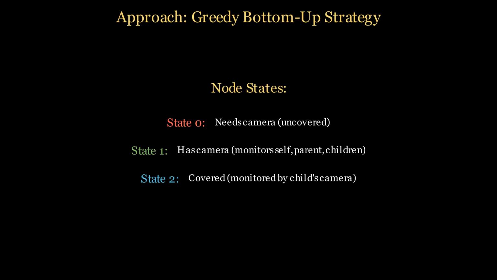Each node can be in one of 3 states. State 0 means the node needs a camera because it's uncovered. State 1 means the node has a camera and can monitor itself, its parent, and its children. State 2 means the node is covered by a camera placed at one of its children.